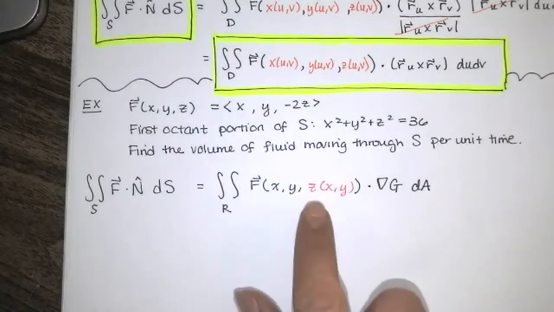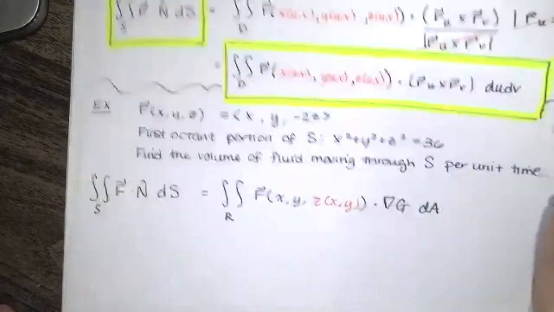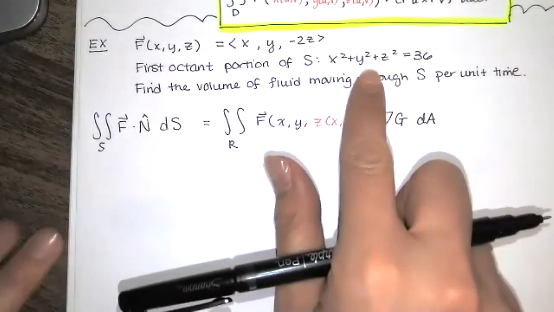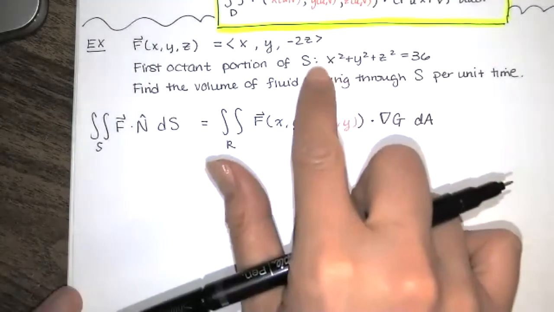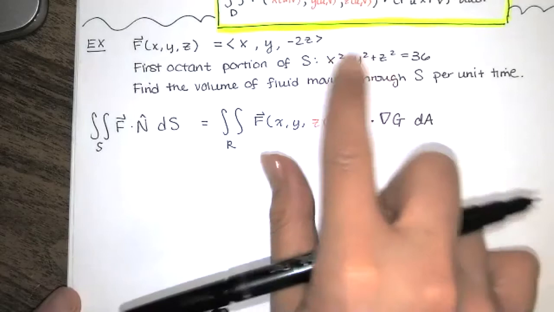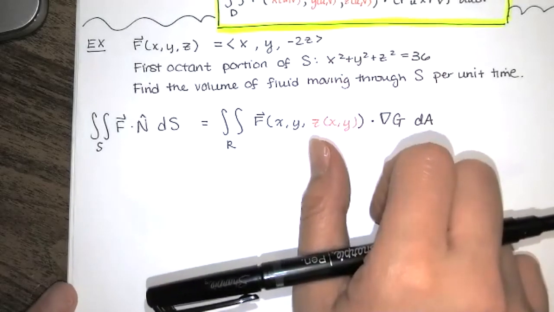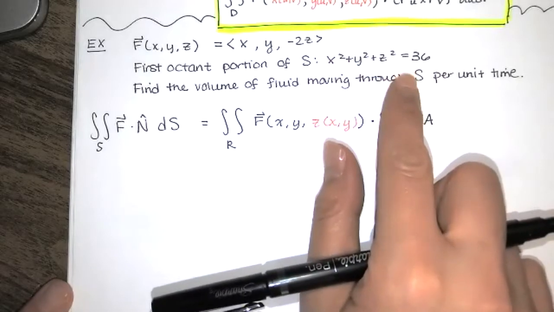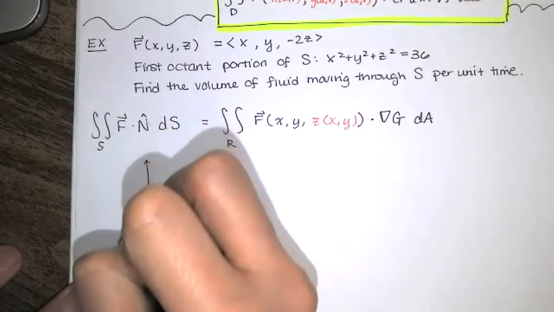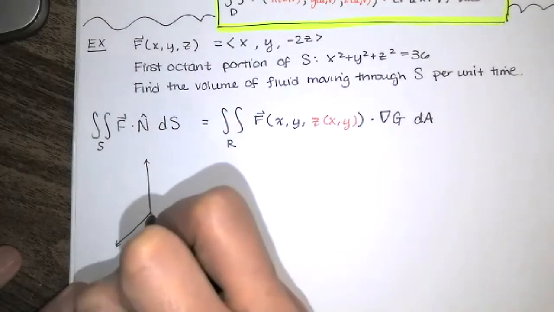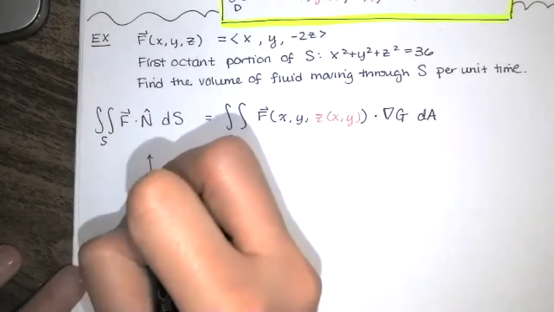Okay, so I guess the first thing we need to do is sketch our surface so that we can find the projection onto the xy plane. We want the first octant portion of this. Now notice we've got x, y, and z all squared. There's nothing in the denominator. I'm not subtracting anything from x, y, or z. And the right-hand side is 36. That's a sphere of radius 6 centered at the origin. Now we actually don't get the whole sphere, we just want the first octant portion of it.